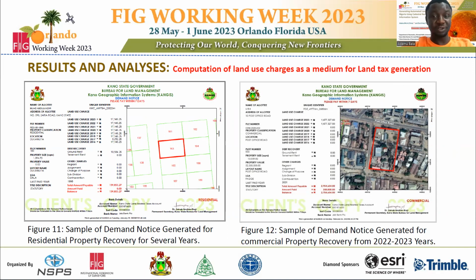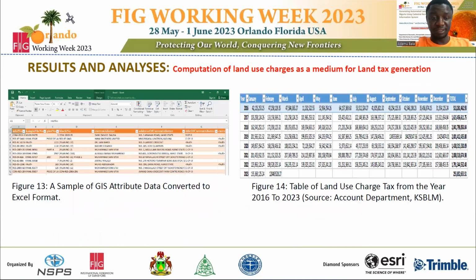So the charges for the industrial areas cannot be the same thing as that of residential and the commercial areas. Figure 13 is the sample of GIS attribute data converted to the Excel sheet, because of course the database created in the GIS environment can always be exported to Excel and sometimes printed in hard copy for other purposes.